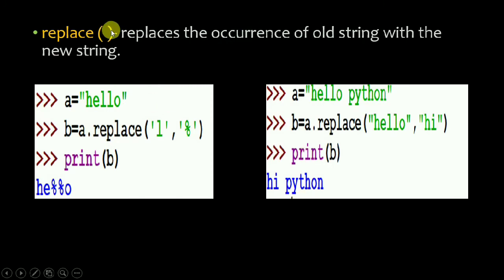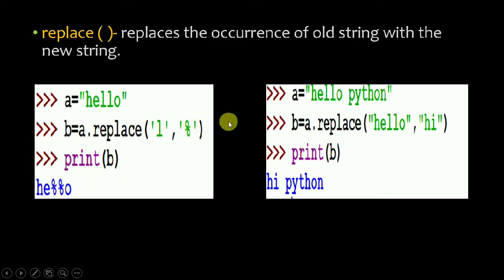Next we have the replace function. Replace function replaces the occurrence of the old string with the new string. Here we have a string hello and we say b equals a dot replace l comma percentage and print b. What is the meaning of this statement? Wherever this l is there in the given string, it should be replaced by the percentage sign. This is our old string and this is our new string. So this is HE percentage percentage O.